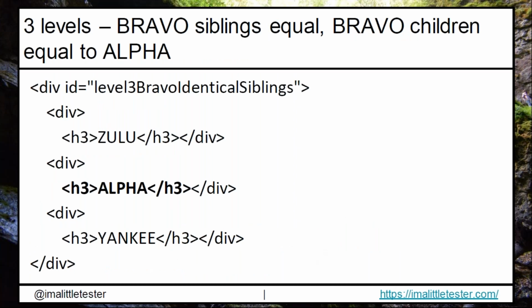This is another example where we're interested in alpha again. Alpha has a parent, which is a div. And this parent of alpha, let's call it Bravo, also has siblings, which look exactly like Bravo. So we have an ID on an ancestor, which is a div. This ancestor has three children, a div, another div, and another div. And each of these children has an H3 child. So basically this is a grandparent with three children, and each child has one child.